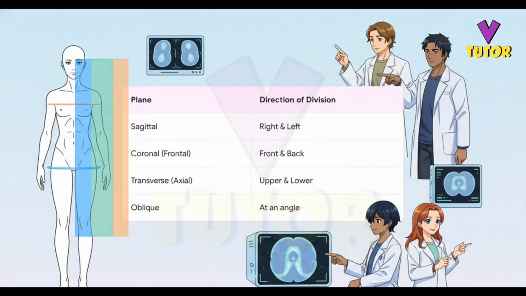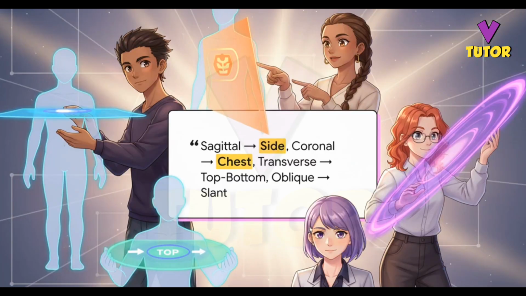See? Not so bad. And hey, if you want an even faster way to lock this in, here's a fantastic little memory trick. Just think sagittal for side to side, coronal for your chest or that front view, transverse for top to bottom, and oblique for a slant. That's a great little tool for studying or just remembering.